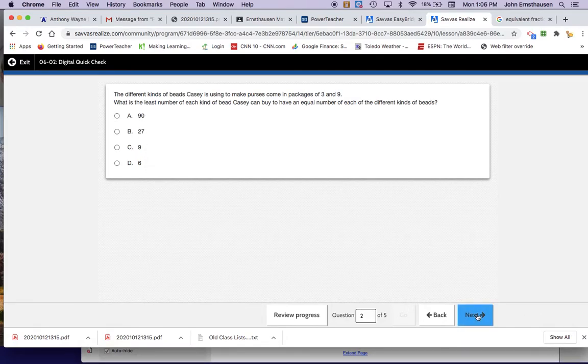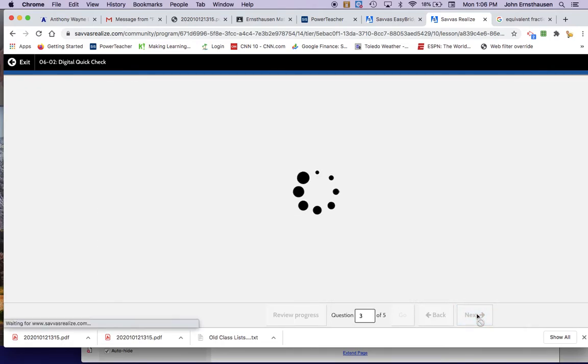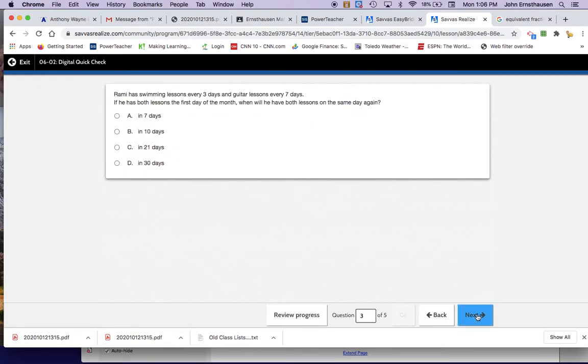After you make a list, you're allowed to use your whiteboards to show work, and you are allowed to use calculators. Okay, number 3, every problem in these are the same. They're all least common multiple. This is the every and the again words. Rami has swimming lessons every 3 days and guitar lessons every 7. If he has both lessons the first day of the month, when will he have both lessons on the same day again? Again, every, both.